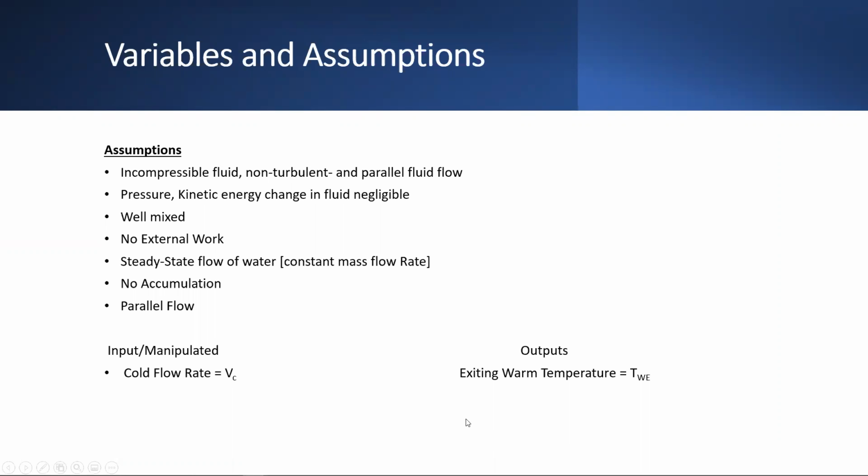So here our input, as mentioned in the problem, is the cold flow rate VC, which we also indicate to be our manipulated variable, since by default it seems to be the only input flow rate. And then the output is our exiting warm temperature, T warm exit.